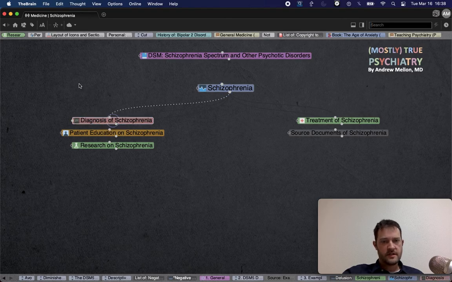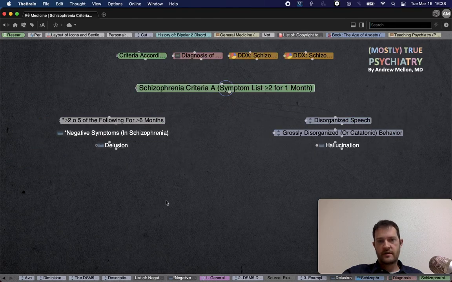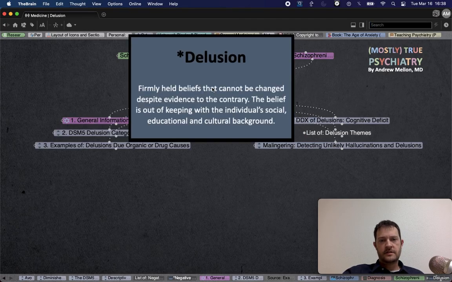We're still working on the diagnosis of schizophrenia with the symptom criteria. We did negative symptoms last time. This time we're going to go over one of the positive symptoms, delusions. So again, a delusion is a firmly held belief that cannot be changed despite evidence to the contrary, and it's not consistent with their cultural background.